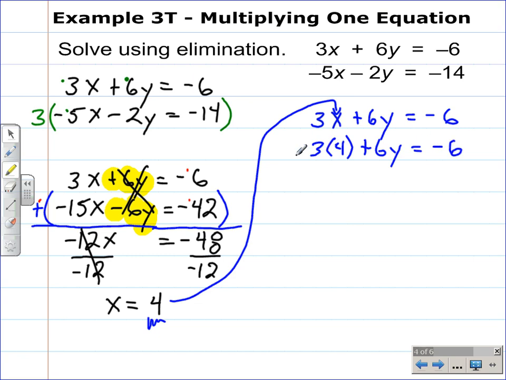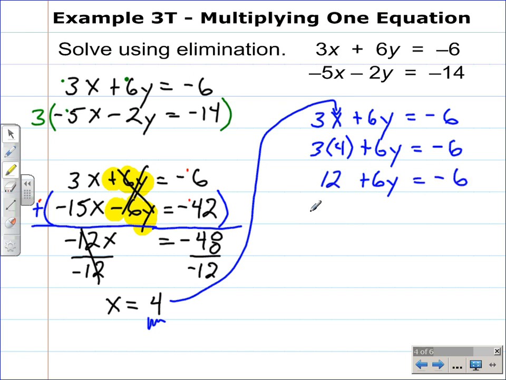Now, I had a student ask me the other day, how come this isn't 34? Well, it's not 34 because this is one way we've defined multiplication. A number next to a variable, or a coefficient and a variable together, implies multiplication. So this means 3 times x. So this is 3 times 4, which simplifies to 12. Write down the plus 6y is equal to a negative 6.